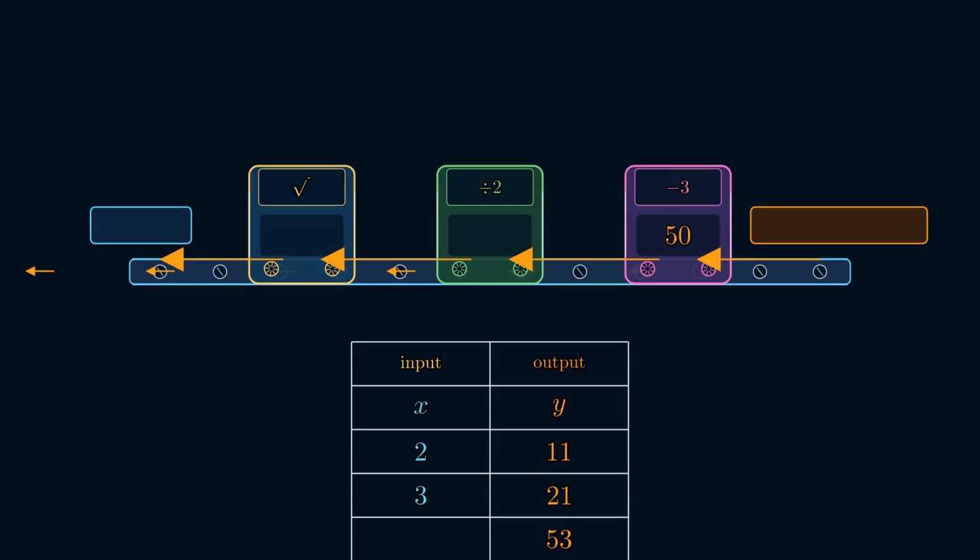53 subtract 3 is 50. 50 divided by 2 is 25. The square root of 25 is 5.